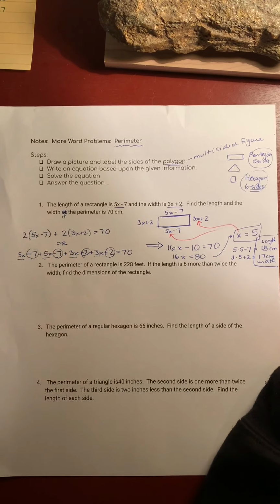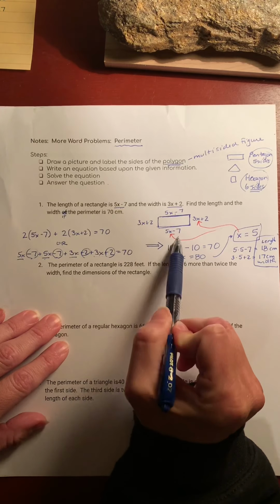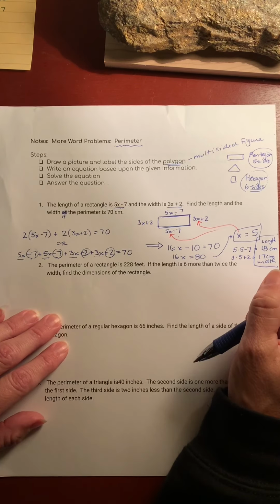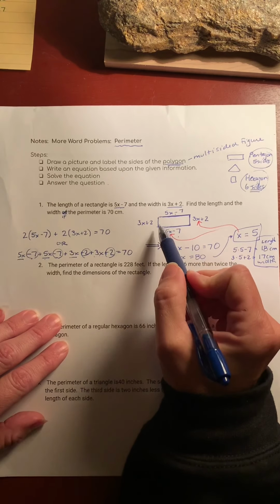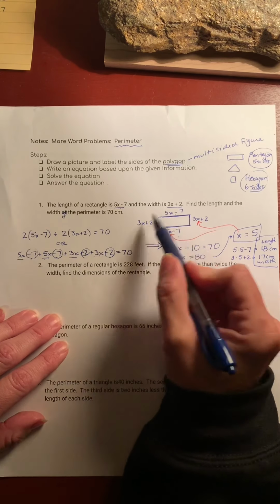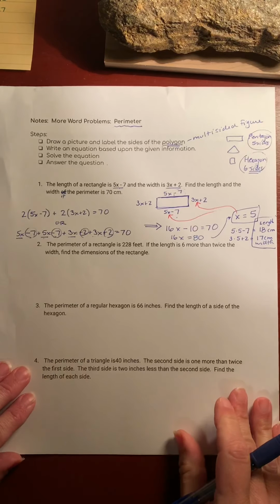Okay, not too bad. Now this problem was a little easier because it told us exactly what expression to use for the length and the width. As we move forward, it's going to get a little more difficult because they might say the length is 7 less than 5 times the width. And then you're going to know to set up something like this. So let's look at the next one.